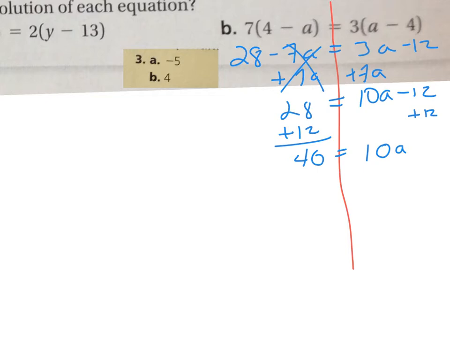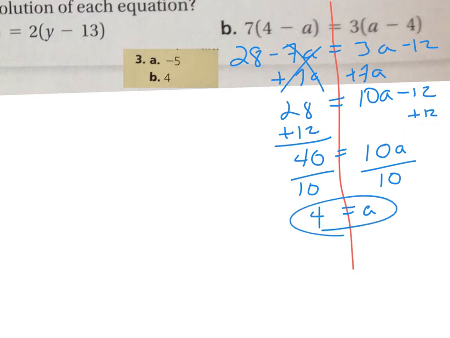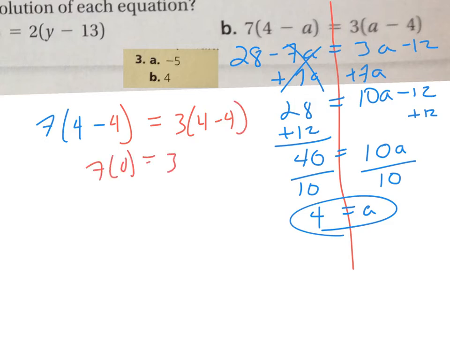Now we're down to the multiply and divide phase. Just got to get the variable all the way down to it by itself. So a then equals 4. And again, the check will bear that out. When you do that, as a reminder, you're going to have 7 times 4 minus 4 equals 3 times 4 minus 4. 4 minus 4 is 0, so 7 times 0 equals 3 times 0. And 0 does indeed equal 0, so my answer was correct.